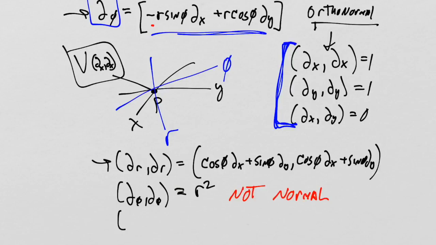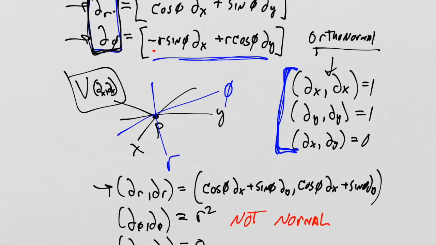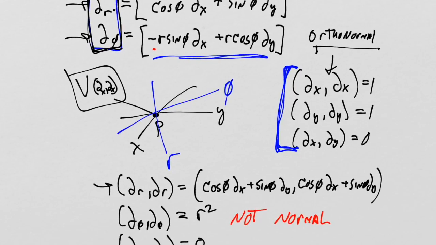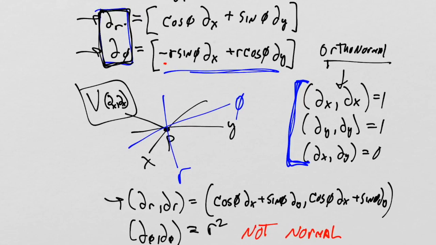And then you can see that the inner product for partial r, partial phi, that will actually be 0. If you work it all out, it'll all cancel to 0. So these two vectors here are orthogonal, but they're not orthonormal. So we kind of like orthonormal. So let's say we wanted an orthonormal basis system. Now what would we do?